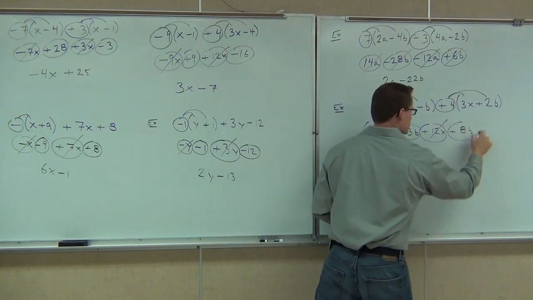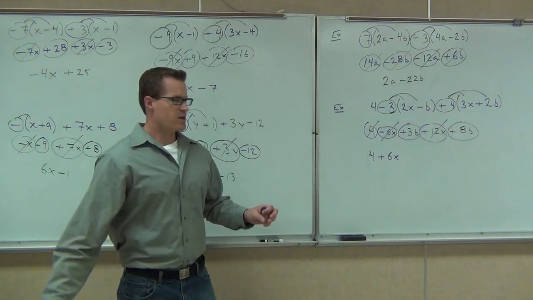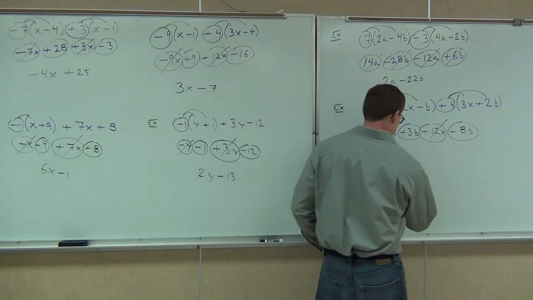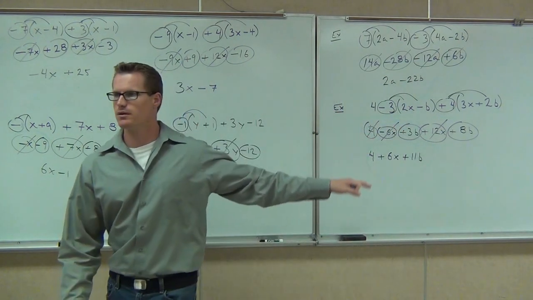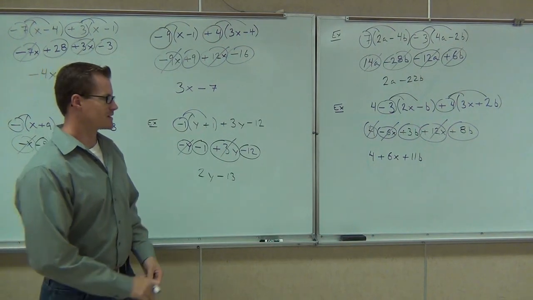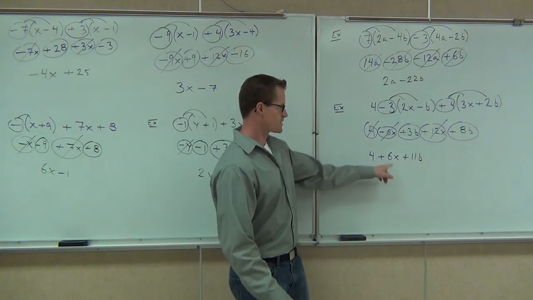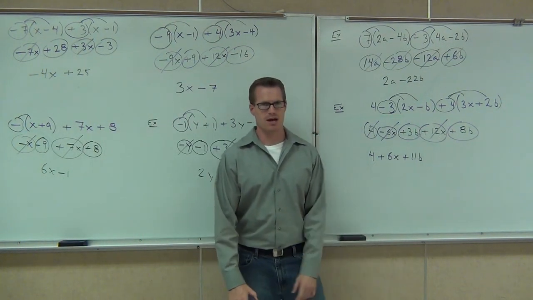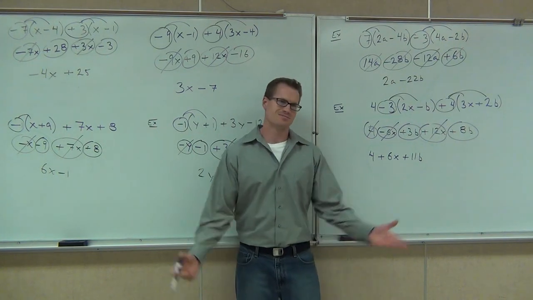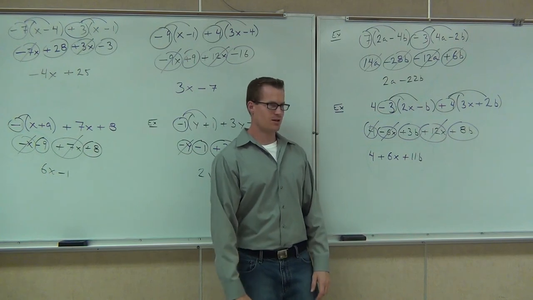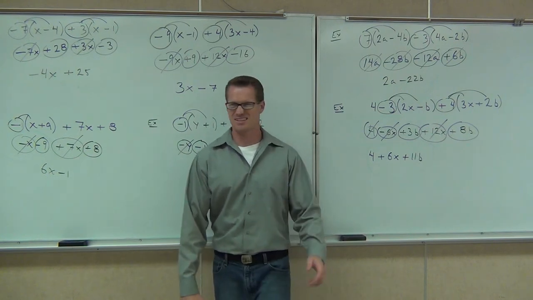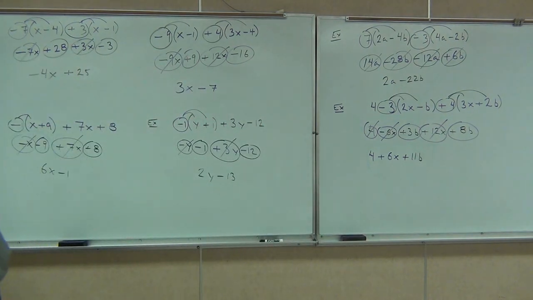Lastly, I'm seeing my b's. Got 3b, got 8b, we get? Plus 11b, I like it. Can we combine anything over there? No, not really. It's like saying you got $4, 6 xylophones, and 11 bananas. How much do you have? $4. You can't combine those. I've got $21 of the bananas. That doesn't make sense. Sounds kind of fun.